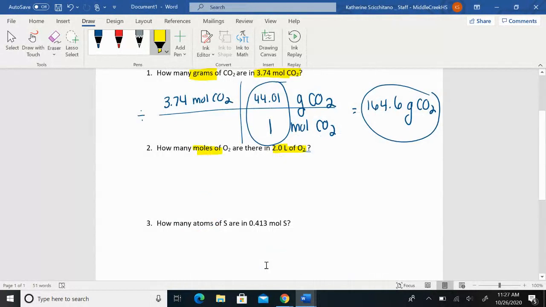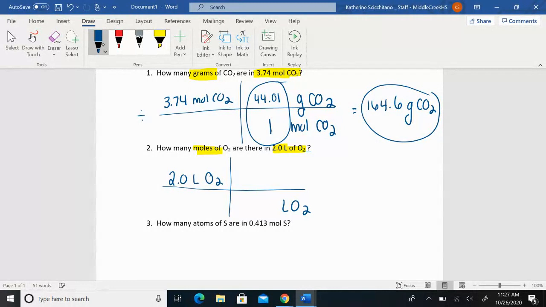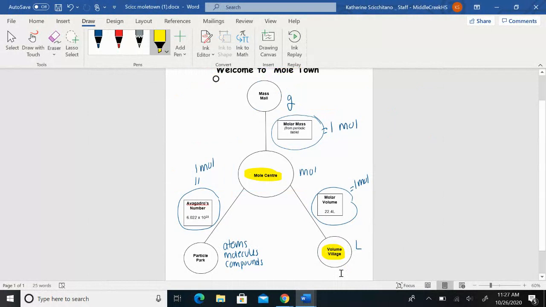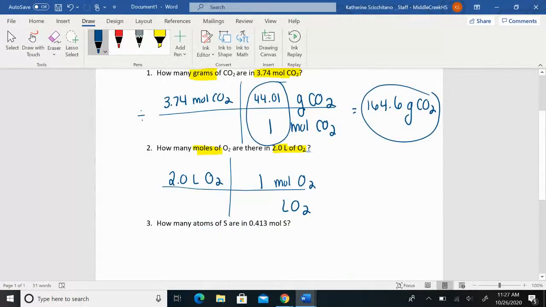So we create a railroad track that only has one step, so one vertical line. We always put what we're starting with in our top left, so 2.0 liters of O2. Now we don't want to stay in liters, so the way that we get rid of it is putting it on the diagonal. And the question is asking for moles, so the unit of moles goes on top. We're always going to put a 1 in front of moles. And then if we go back to our mole town, we see that 1 mole is equal to 22.4 liters.